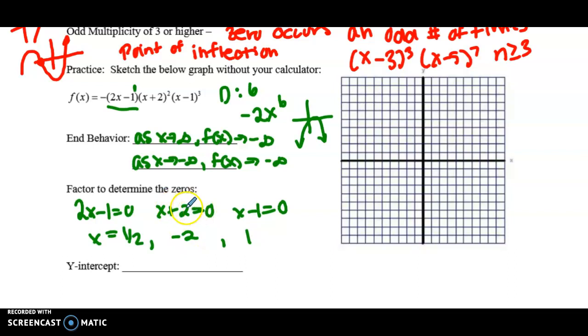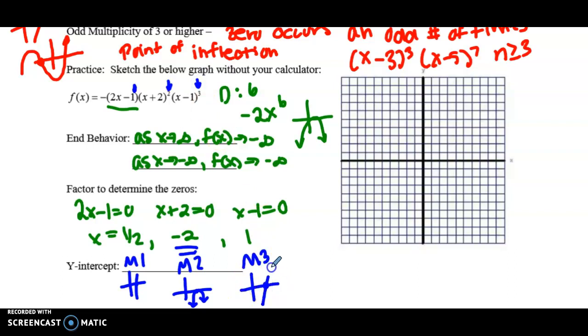Now, what I need to do here is make sure I know what the multiplicities are. All right, so this has a multiplicity of 1. What that means is at this x-intercept right here, it's going to shoot through it because this is an understood exponent of 1. Right here, negative 2, this has a multiplicity of 2. That means it's going to bounce. It's going to hit that x-intercept, bounce, and come back down. This one at this x-intercept, it's going to shoot through it. This one right here has a multiplicity of 3 because the degree is 3. Once again, that means it's going to shoot through it because it's an odd multiplicity.